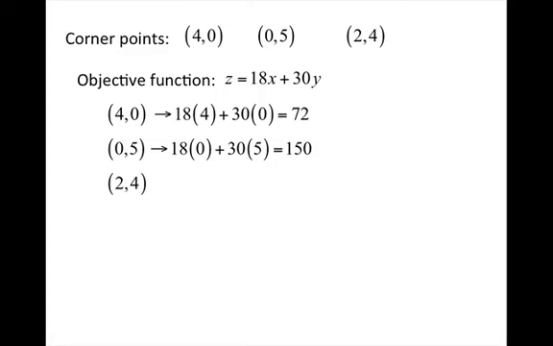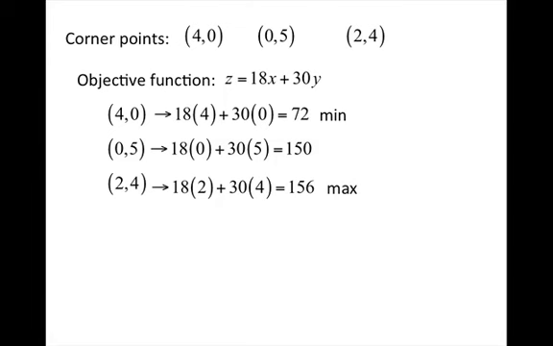And then finally, if I plug in the (2, 4), I have 18 times 2 plus 30 times 4, and this gives me 156. So looking at your values for z, the largest one is 156, so that's my maximum. The smallest value is 72, so that's my minimum.